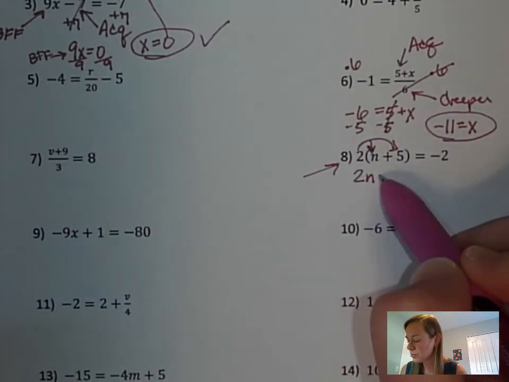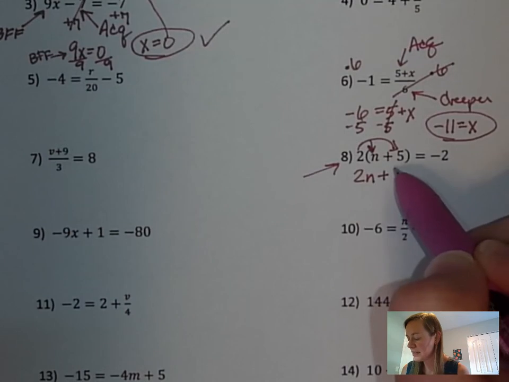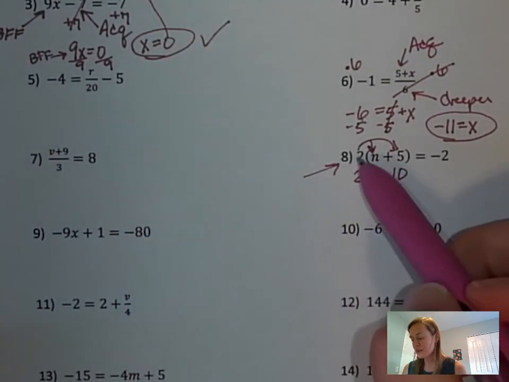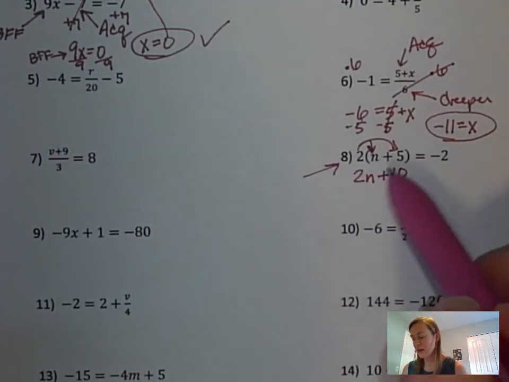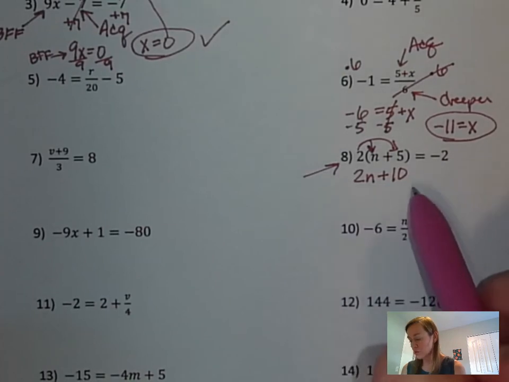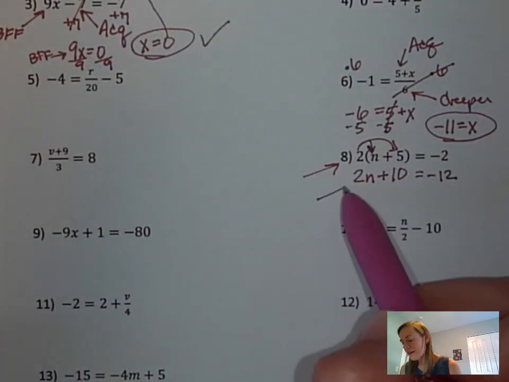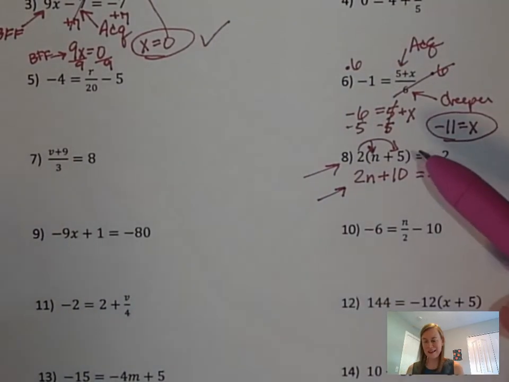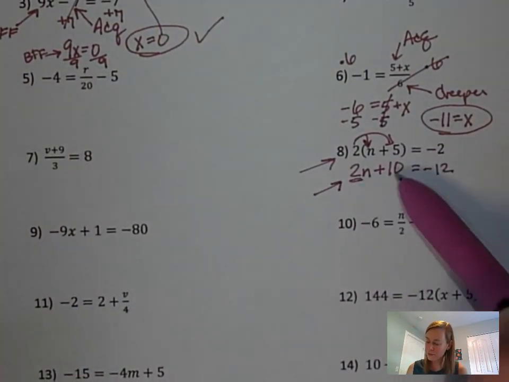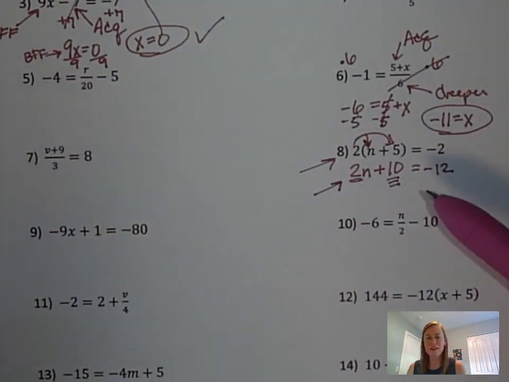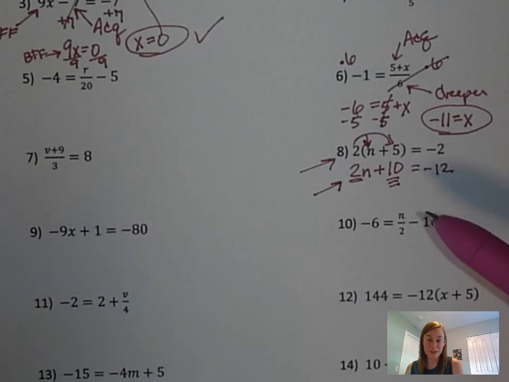2n plus, okay, 2 times 5 is 10. So what we just did is we said 2 times n plus 2 times 5, and that gives us 2n plus 10 equals negative 2. Now, once we have this, it's easy to see. We have best friend here, and we have acquaintance here. And then you would just go through and solve it like we did the others.